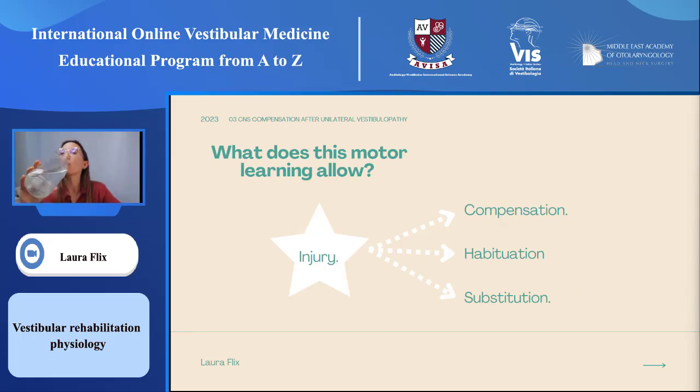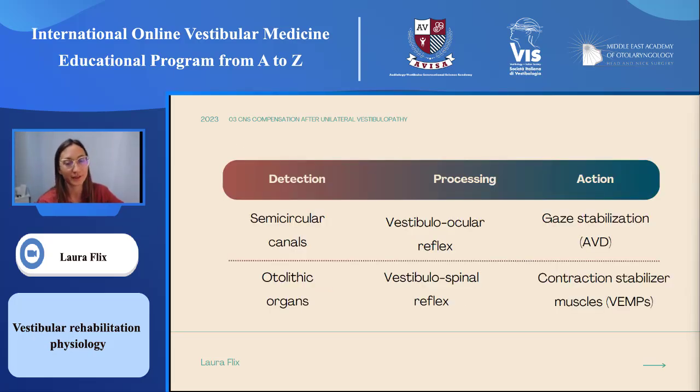So, how will motor learning apply in these situations? We will have the compensation, the habituation, and the substitution parts that we more or less know in the literature, but I want to use these terms along this talk because I want to be a little bit more specific and not just talk about habituation and substitution more generally. So I'm going to focus on the specific physiological mechanisms, and as we all know, it's very well defined what is going to happen with the vestibulo-ocular reflex and the vestibulospinal reflex, but not that much about the balance system.